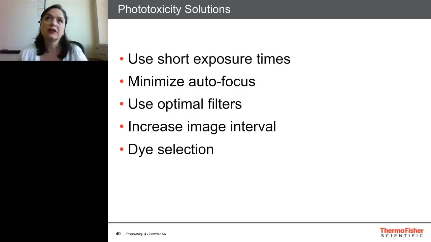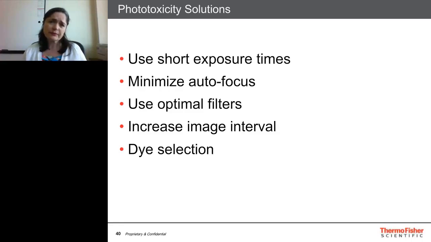And so a lot of times we want to expose for as long as possible to get the highest quality image. But when it comes to time-lapse microscopy, you might need to cut back on your exposure time so that the amount of light that those cells see over time is lessened.